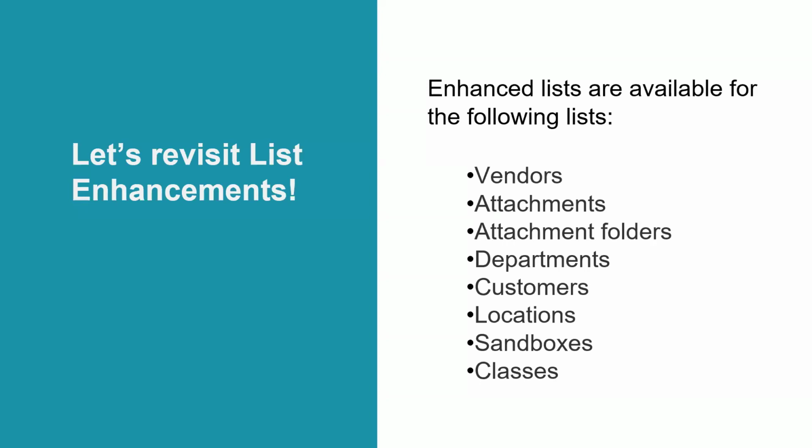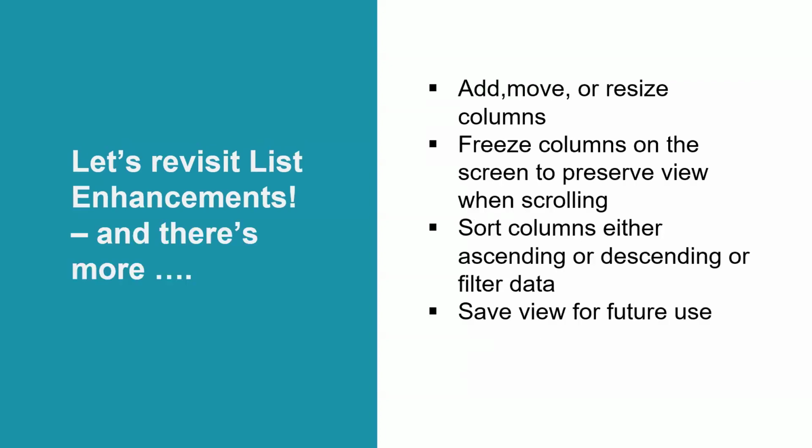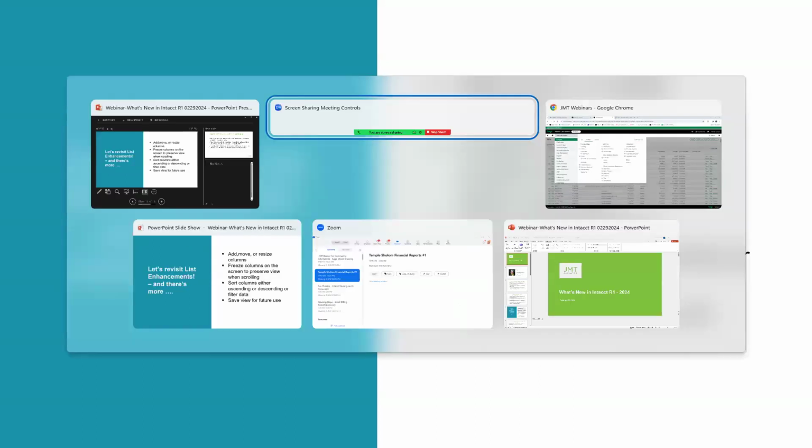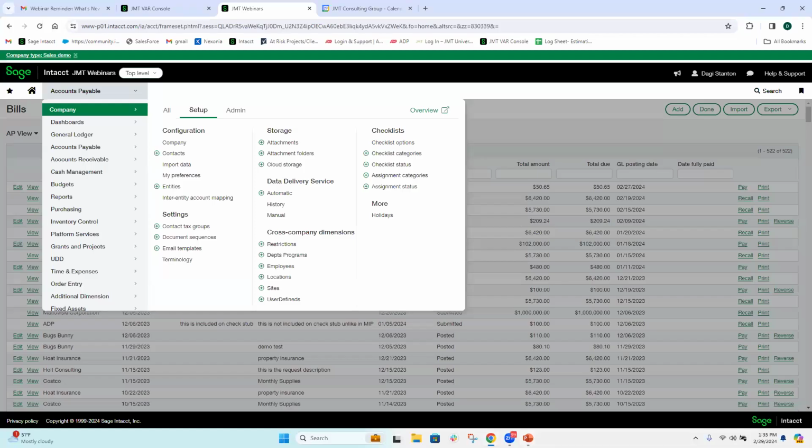So what is some additional functionality now that you can use with this list enhancements? You can add, move, or resize columns. You can freeze columns. You can sort columns in ascending or descending order, which you could always do. And you can also save it for future use. Let me show you how that works. I'm going to use the vendor screen to illustrate this functionality.